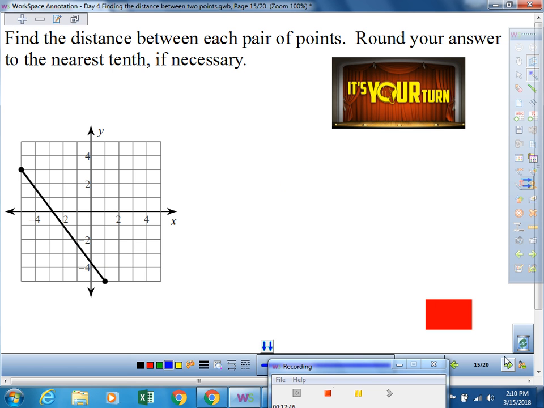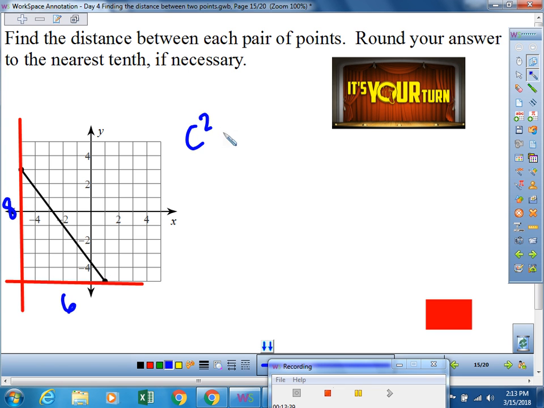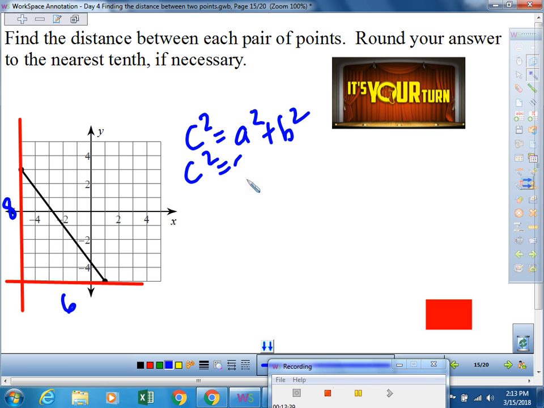Last one. Horizontal and vertical lines, guys, they could look like that, or they can go the other way and your triangle can be up here. Either way, what is this side length? 8. What's this side length? 6. So C squared equals A squared plus B squared. C squared equals 8 squared plus 6 squared.